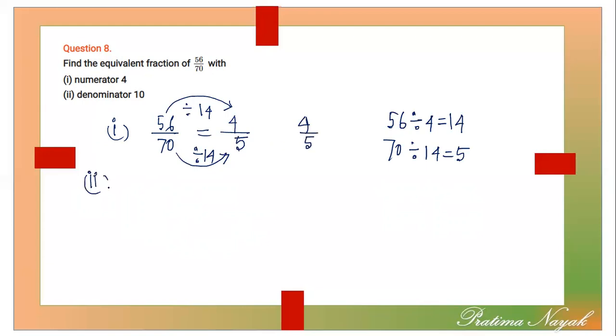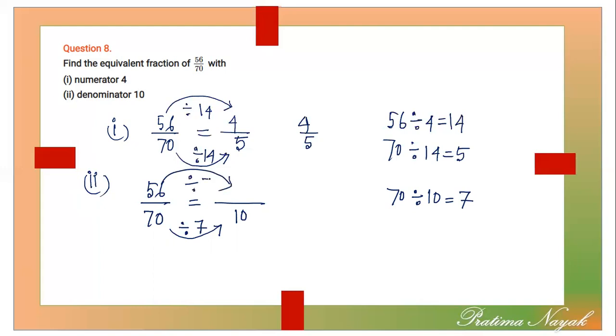Coming to part 2. Part 2, same 56 by 70. You will divide into denominator 10. Denominator 10 means it has been divided to make a smaller fraction. So how much will I divide? 70 divided by 10 will be 7. So the same 7 I'll divide here. 56 divided by 7 is equal to 8. So the answer will be 8 by 10.